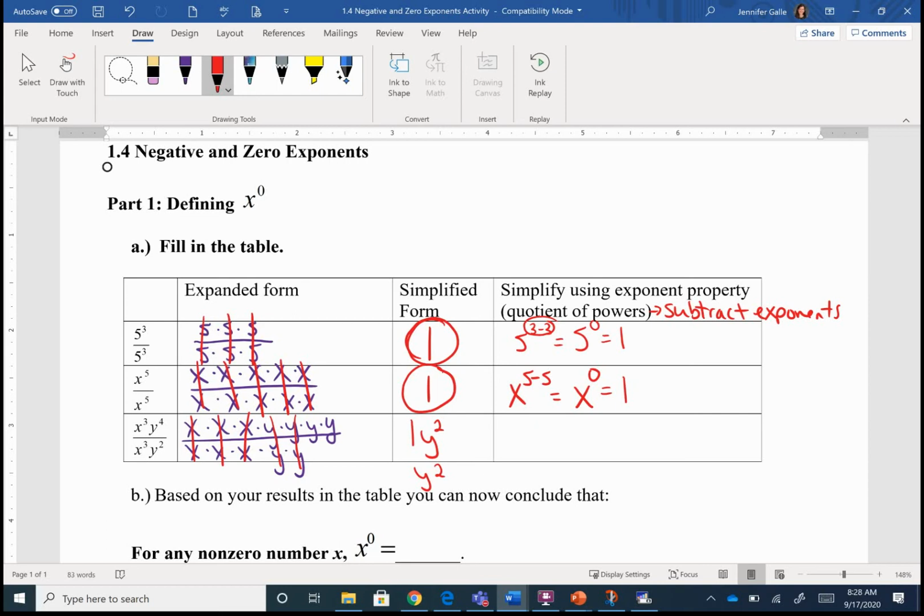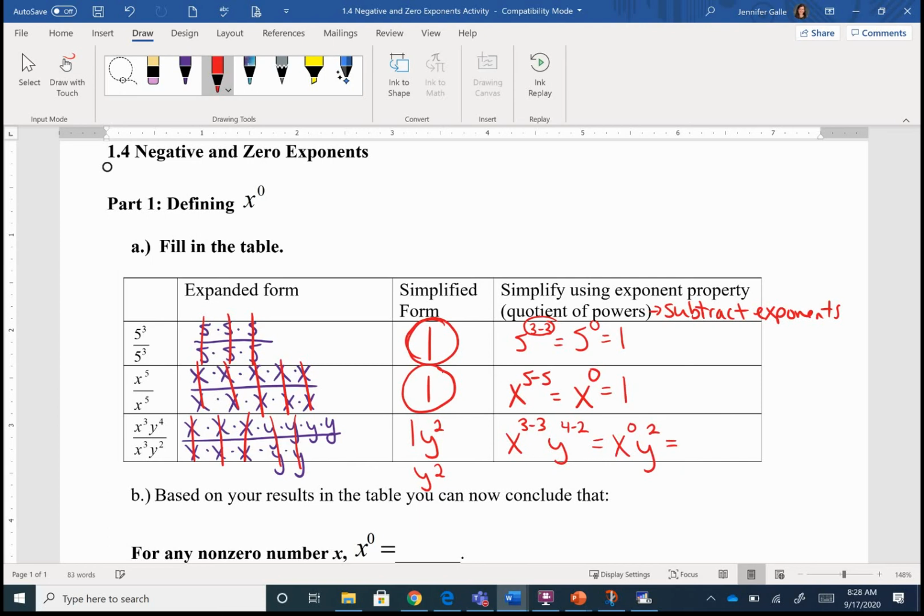Wait, what's the 1 in front of it? For the x's. The 1 in front is from the x's. Some people wrote a 1, some didn't. If you didn't, that's okay. Now, for our exponent property, we're going to subtract. So we have 3 minus 3 for the x's, and the y's have 4 minus 2. So 3 minus 3 gives me 0. 4 minus 2 gives me 2.